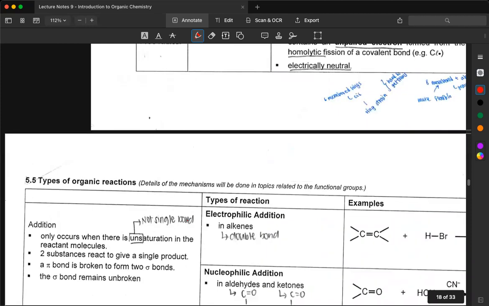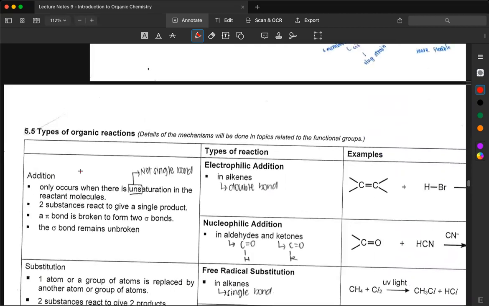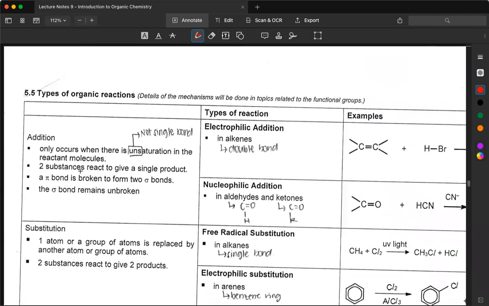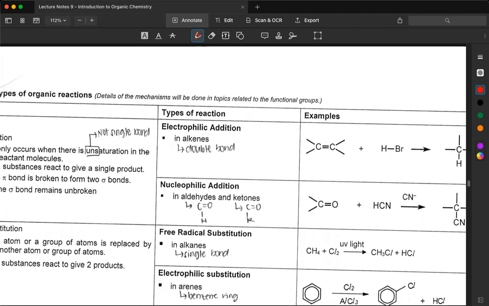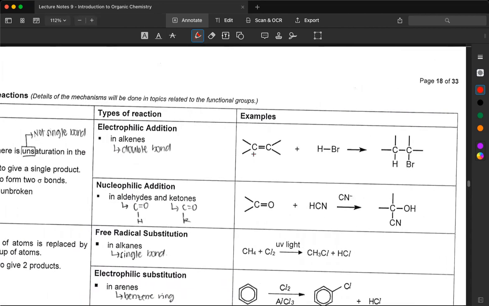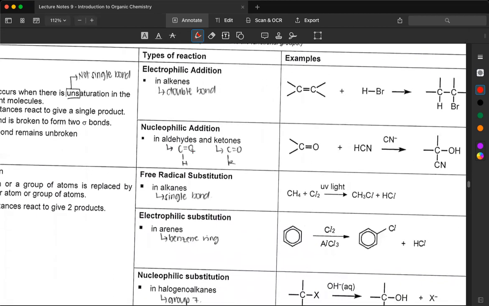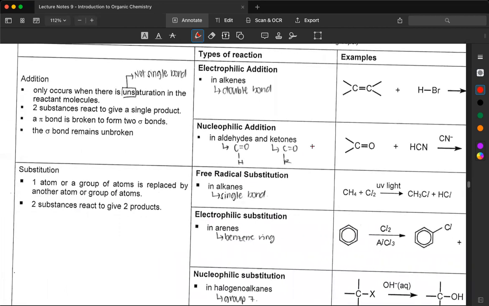Let's go through the types of organic reactions you will encounter in the syllabus. Like addition, which occurs when there is unsaturation in the molecules, when two substances react to give a single product, and the pi bond is broken to form two sigma bonds, and the sigma bond remains unbroken. Like electrophilic addition, alkenes, you have this. The pi bond is broken to form two sigma bonds. Nucleophilic addition is another example. You break the pi bond to become sigma bonds.